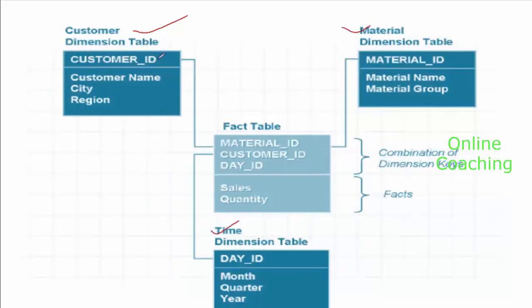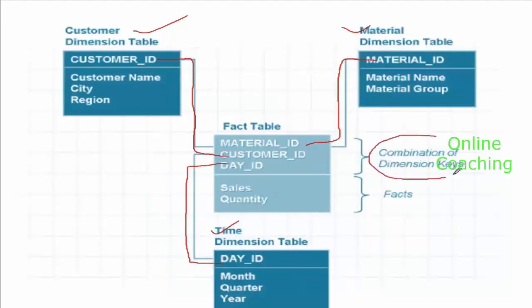In the customer dimension, I have a customer ID which is a primary key, connecting with the customer ID in the fact table. Material ID is a primary key here, connecting with the material ID. Under the time dimension I have a day ID, connecting with the day ID. After this combination of dimension keys, only then will your transaction data be stored. That is called the fact table. This is called star schema.